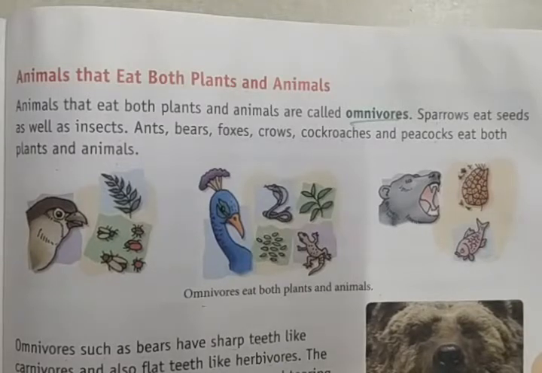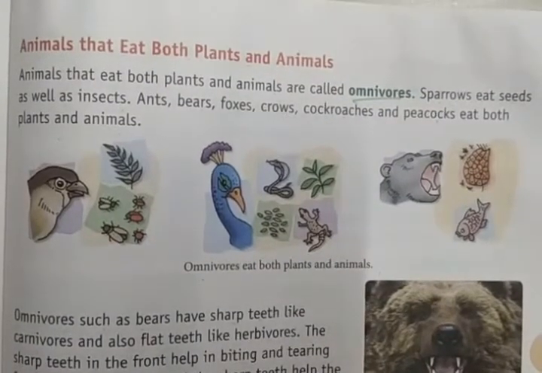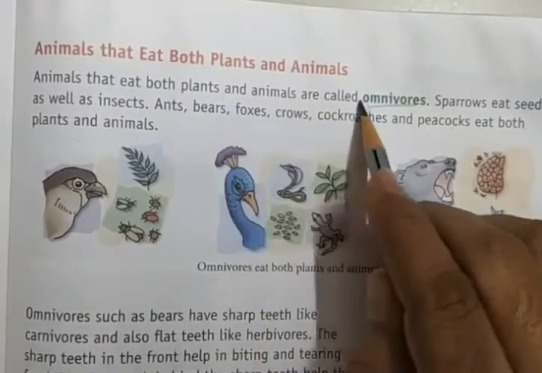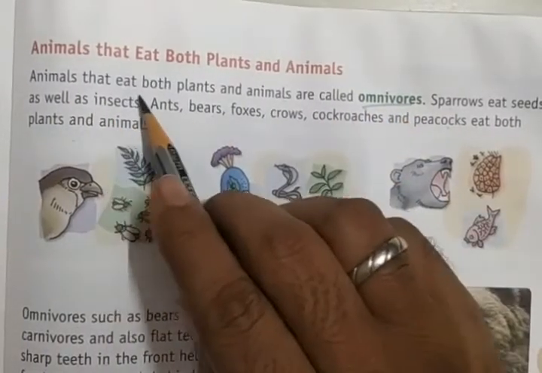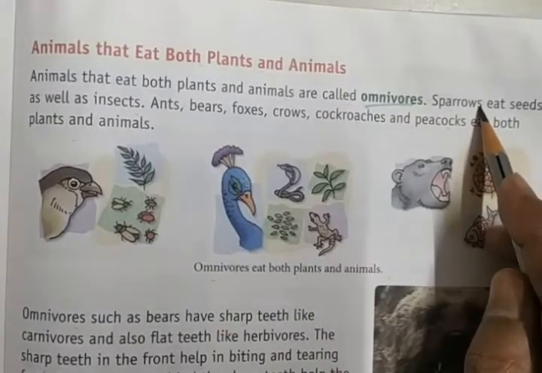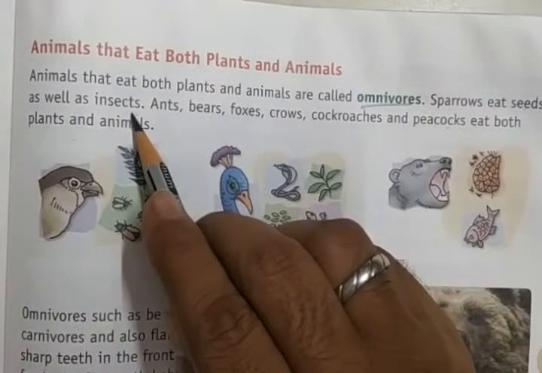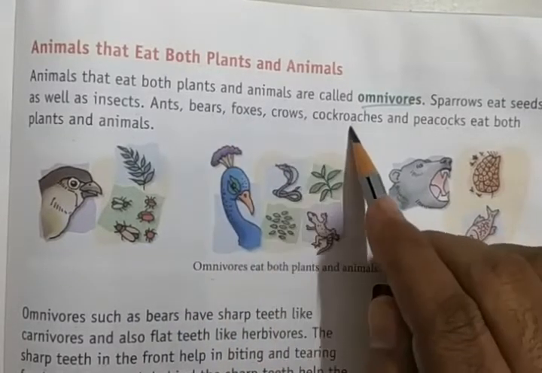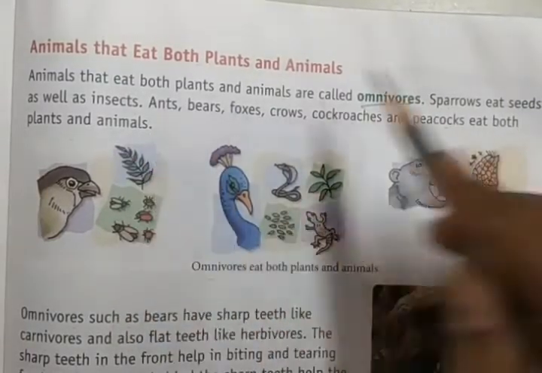Right? Animals that eat both plants and animals are called omnivores. Sparrows eat seeds as well as insects. Ants, bears, foxes, crows, cockroaches, and peacocks eat both plants and animals.